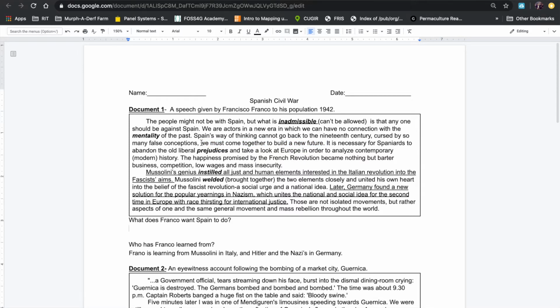Just make sure that whatever you're using as evidence, you're underlining right on the document, just so that when I look at this, I can see where you're getting your information from. And that way I can say, like in feedback, hey, that's a really, really good piece of evidence. What else could it mean? Or perfect answer, perfect evidence.